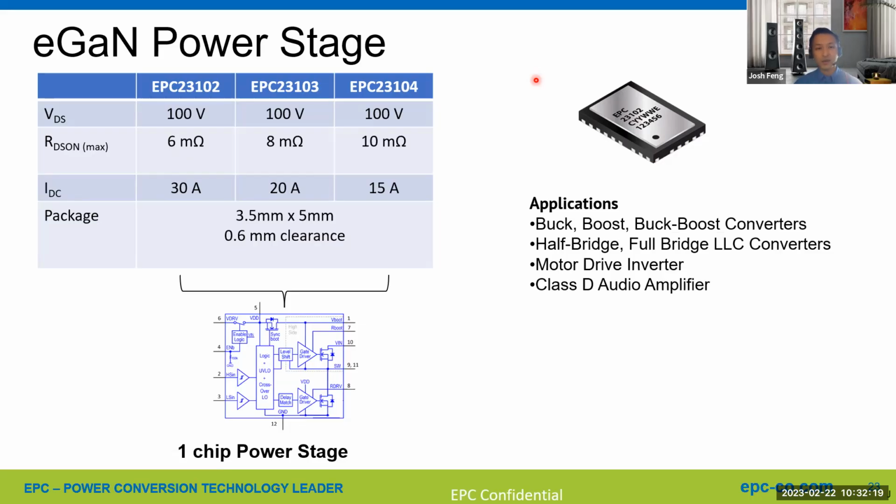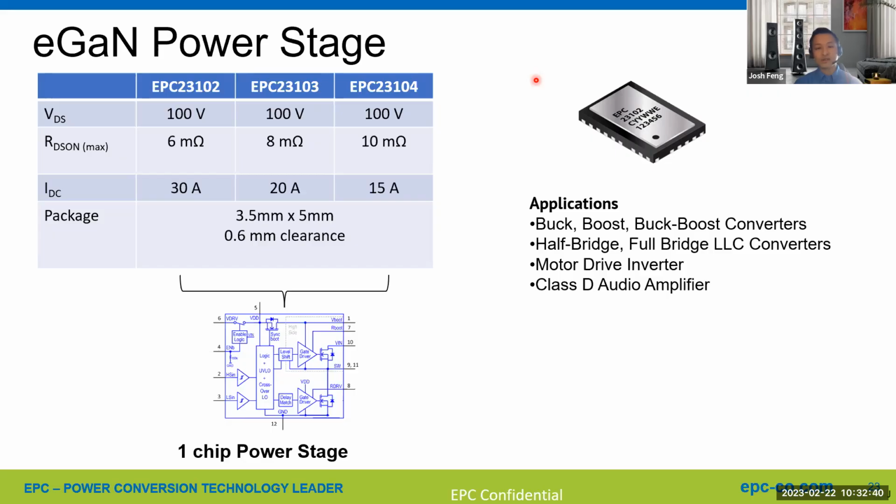Today we're releasing 100 volts. They come in different flavors, 6 milliohms all the way to 10 milliohms, addressing different output loadings. The target applications for this particular product are buck converters, boost converters, buck-boost converters, motor drives, as well as Class D audio amplifiers.